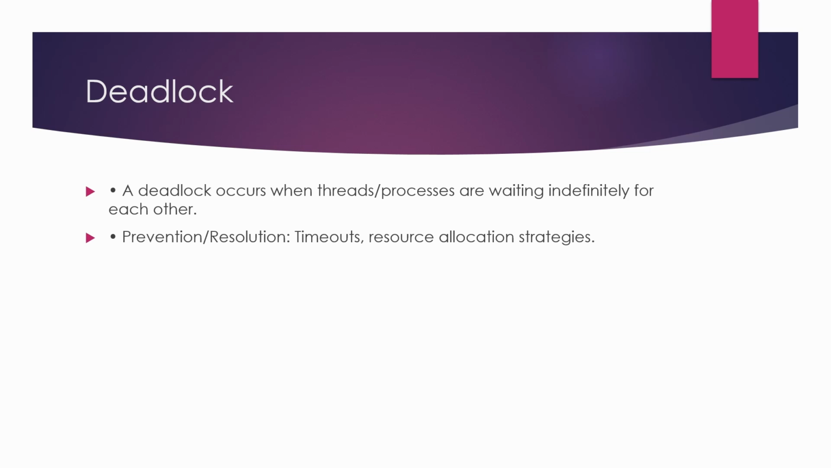Deadlock occurs when two or more threads or processes are waiting for each other to release resources, creating a standstill. This can be avoided through careful resource allocation strategies or using timeouts to prevent indefinite waiting.